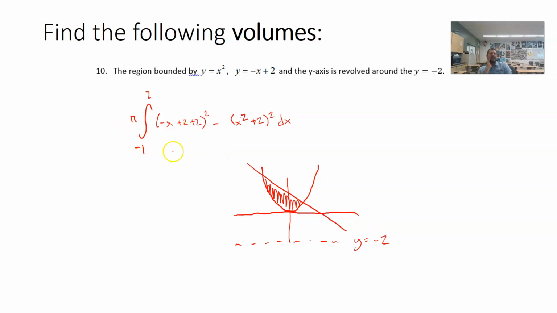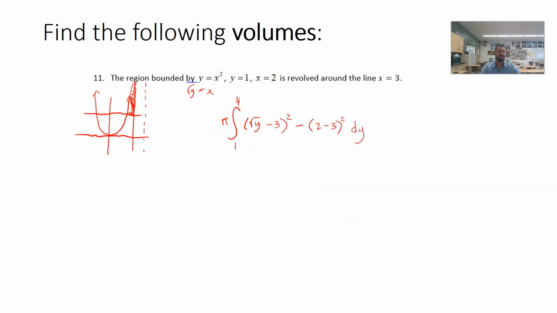You'll notice that negative x plus 2 is further away in the area that we're talking about, so that's why we put that one first. Minus negative 2 gives us plus 2 squared, and we do the same thing with the second function. So that's how we do number 10.